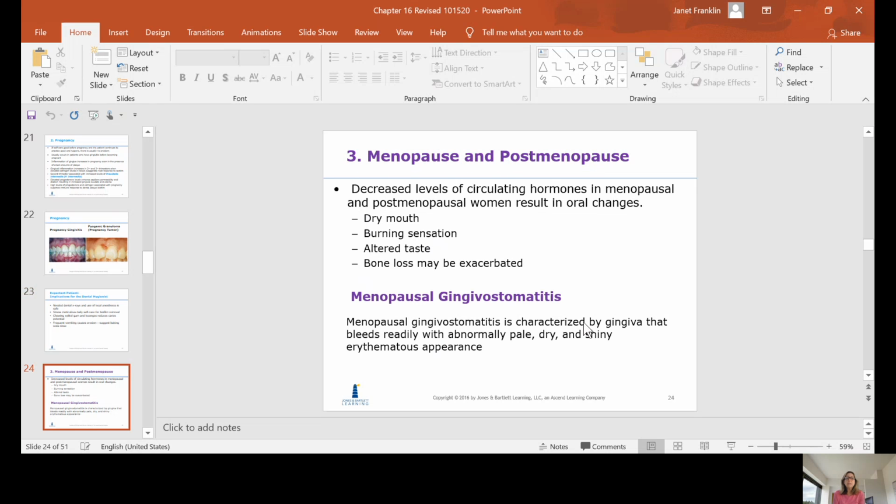Menopause and postmenopause. Decreased levels of circulating hormones in menopausal and postmenopausal women result in oral changes. So postmenopausal women can suffer dry mouth, burning sensation in their mouth, altered taste, and bone loss may be exacerbated. Menopausal gingival stomatitis is characterized by gingiva that bleeds readily and is abnormally pale, dry, and shiny.